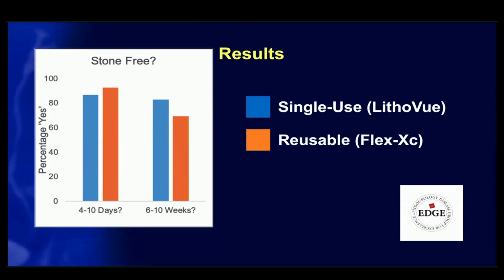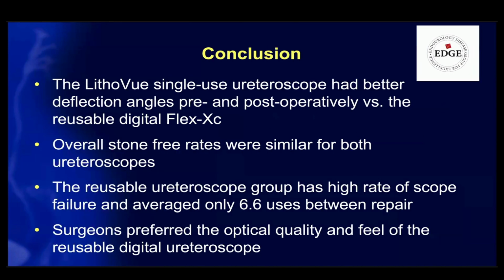The one thing that was different was that we asked the surgeon for a global rating scale about which one they preferred in terms of ergonomics and vision, and they actually preferred the reusable. This is not surprising because the reusable has a better chip and gives you higher resolution. So the overall stone-free rates were very similar. The reusable scopes, I should say, actually had to be repaired 8 times during this study, so we'll have to look at the finances of that.